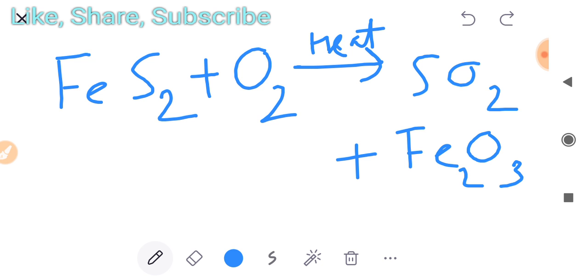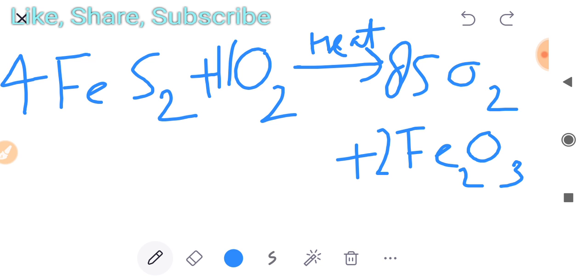For balancing the equation, here you can see 2 moles of oxygen, so you have to remember that 11 oxygen is here. Now for balancing 8 sulfur, we have to put 4 here. Okay, so this is the balanced equation. Now only 2 Fe is here.